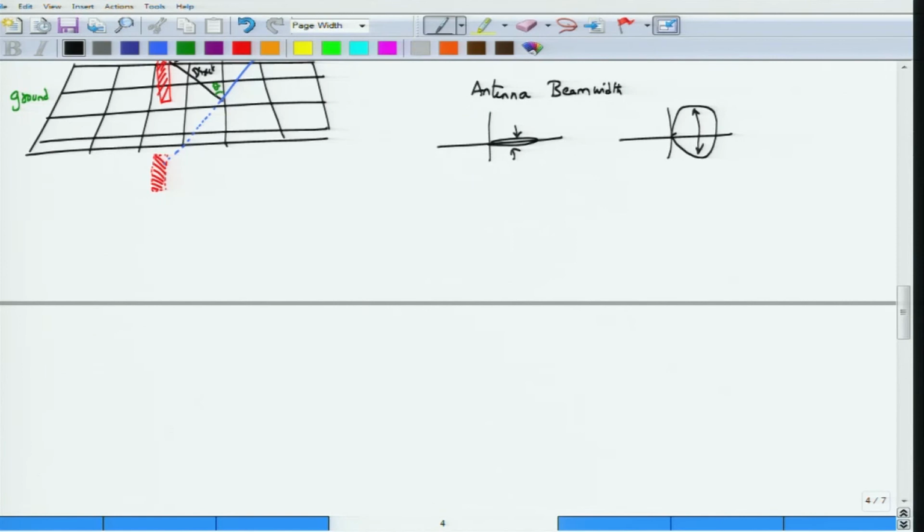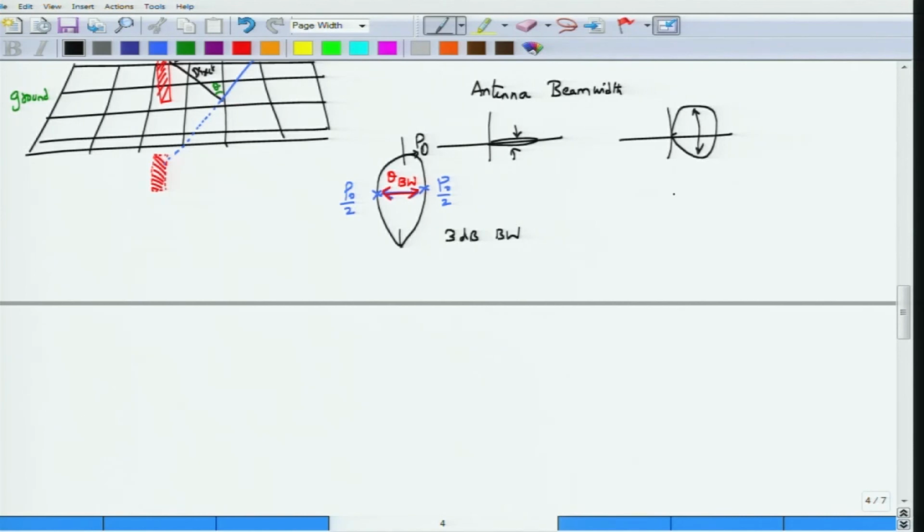Beam width is defined in a very similar way to bandwidth. If this is the antenna pattern along a particular direction, we look at the power here. Call this P 0, the maximum power that could be radiated away from the antenna. Then we mark two points. At these points the power is only half compared to the maximum power P 0. The width between these is called the antenna beam width, denoted sometimes by theta BW, and it is measured in degrees between the two points where the power is reduced to half. For this same reason, it is also called 3 dB beam width.